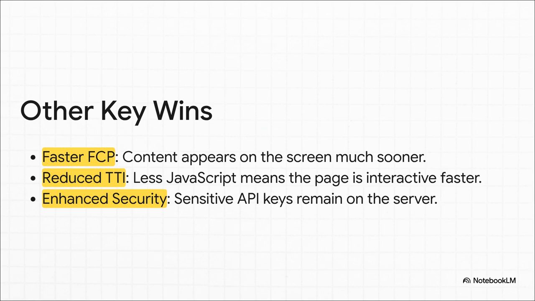And the wins just keep stacking up. Because we're sending a more complete page from the server, the user sees content way faster. That's your first contentful paint. And since there's less JavaScript for the browser to chew on, the page becomes clickable and interactive sooner too. That's your time to interactive. Oh, and here's a big one: security. All your secret API keys, your database credentials, they can live inside a server component completely safe and never ever get exposed to the client's browser. That alone is a huge deal.